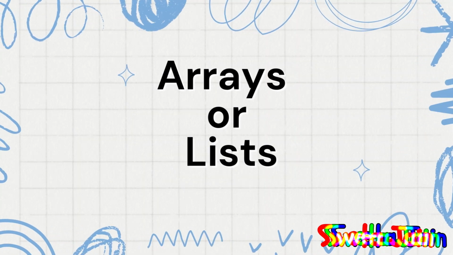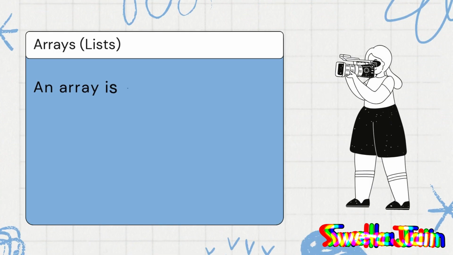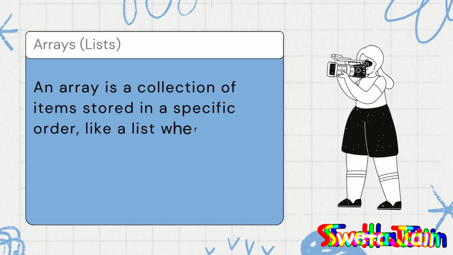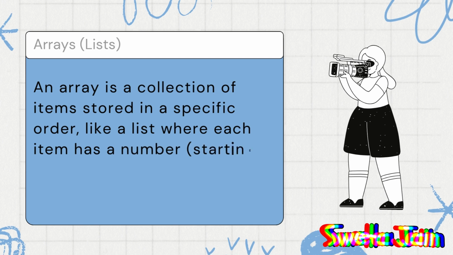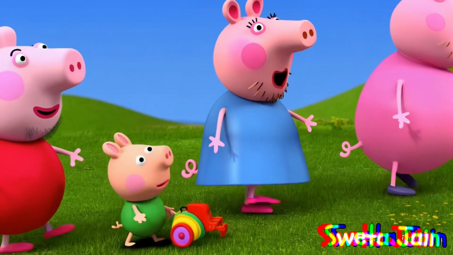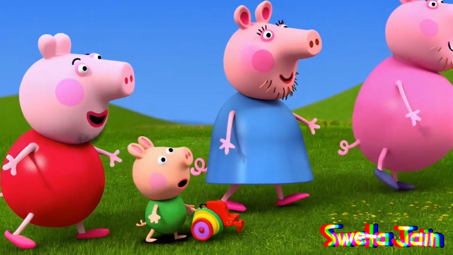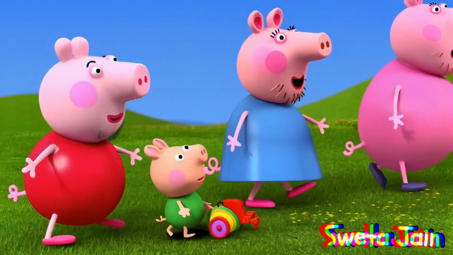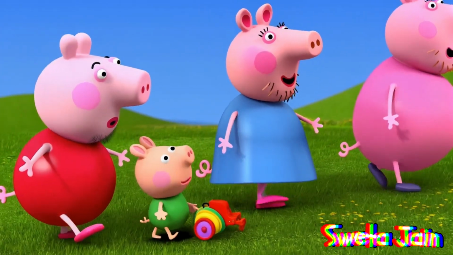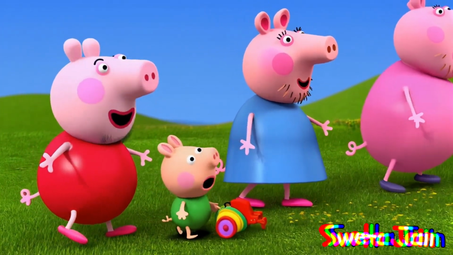1. Arrays or lists. An array is a collection of items stored at specific positions, like a list where each item has a number, starting from 0. Example: imagine you're watching Peppa Pig. Peppa's family is always in a certain order. First Peppa, then George, then Mummy Pig, and Daddy Pig. They're like a line, and each of them has a specific spot.